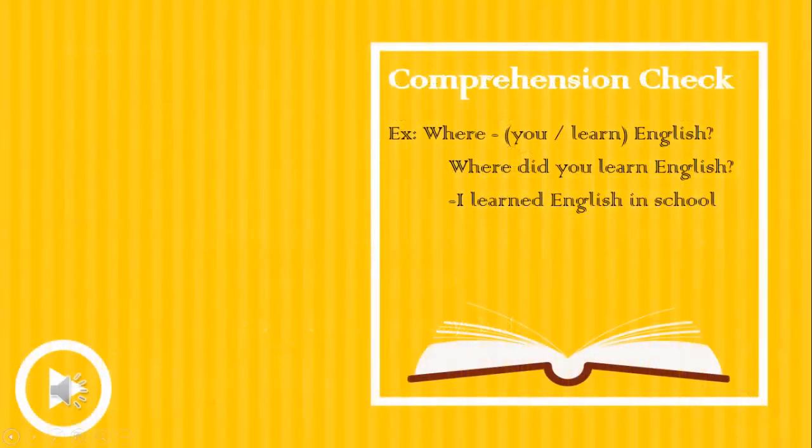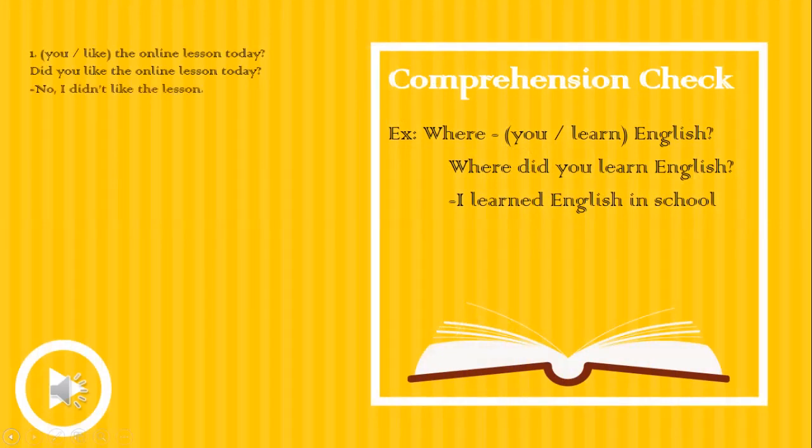So let's check your understanding. In the example here, you see where, you, and you see learn, English. The question, where did you learn English? The answer, I learned English in school. Number 1, you, like, the online lesson today? Because there is no question word, you must use did, didn't, was, wasn't, were, or weren't. The answer, did you like the online lesson today? The answer, no, I didn't like the lesson.